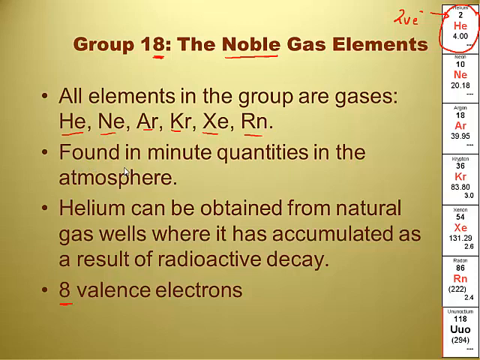These are all found in very small quantities, minute quantities in the Earth's atmosphere. Helium can be obtained from natural gas wells where it's accumulated as a result of radioactive decay. That's kind of interesting because the world's helium supply is just going up in the air. Every time somebody lets a balloon go, we lose the helium.